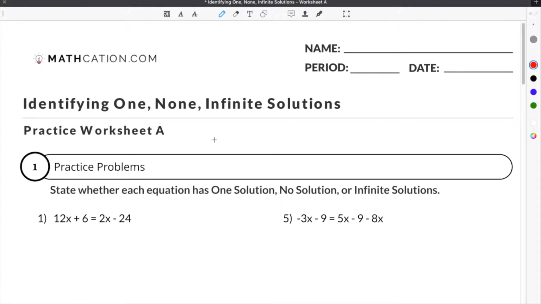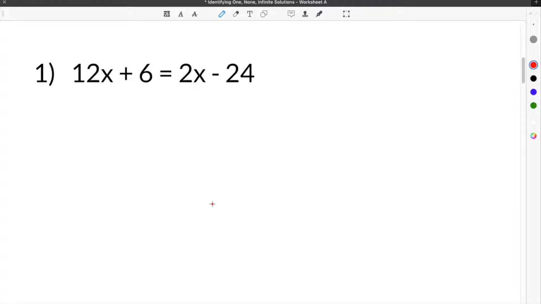This video is about systems of linear equations. You can get the worksheet we use in this video for free by clicking on the link in the description below. Here we are at our first problem for systems of linear equations. We need to state whether this system has one solution, no solutions, or an infinite amount of solutions.